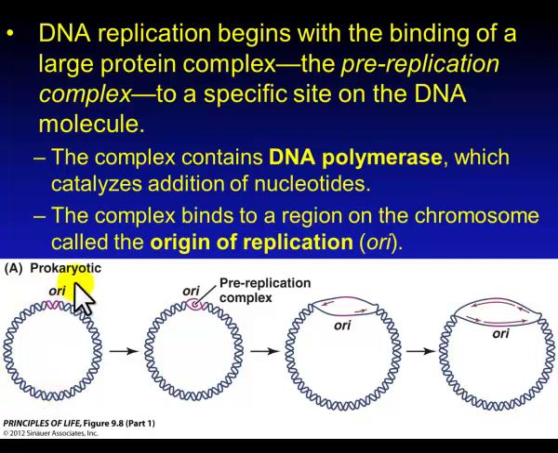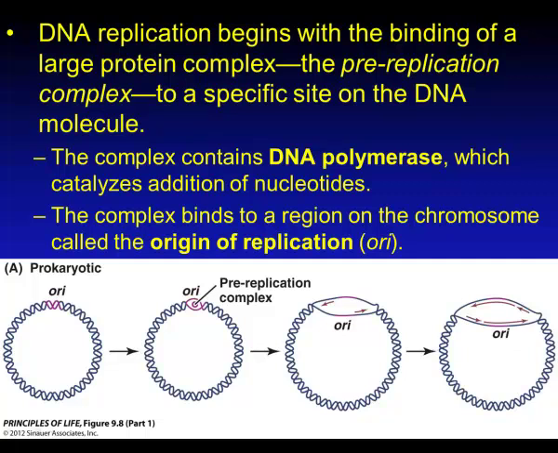Whenever you see this ORI abbreviation written and italicized, that indicates the origin of replication along a chromosome. This complex that binds to the origin of replication, as I said before, is very large, so it contains quite a number of proteins. But one of the most important ones is a protein called DNA polymerase.